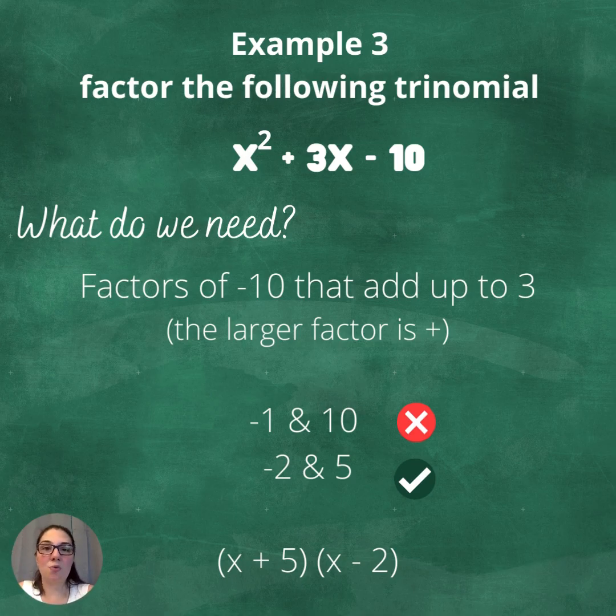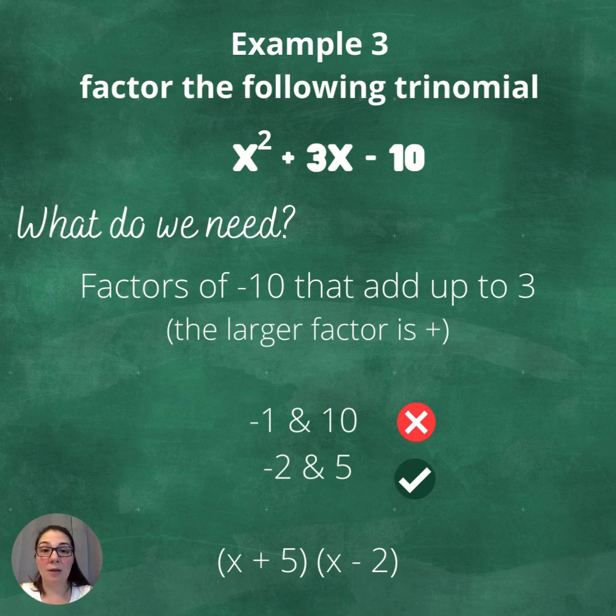Example 3, we have x squared plus 3x minus 10. So we see in this case that C is negative because it's negative 10. So we know that with the factors of 10, one has to be positive and one has to be negative. And looking at our B value, which is positive 3, we know that the larger factor for 10 is the positive one.